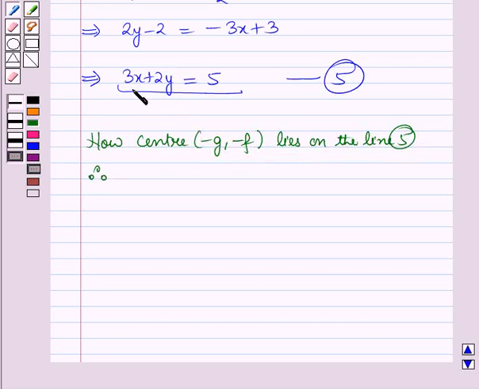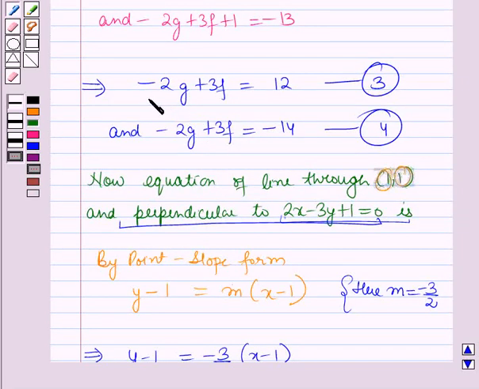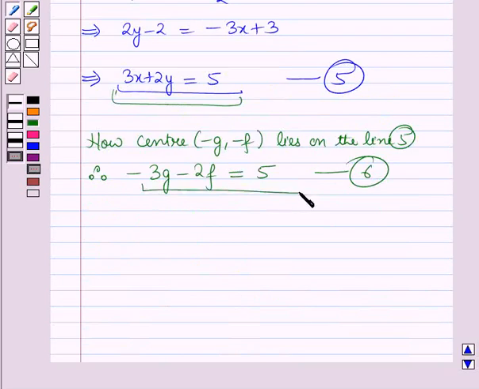Therefore substituting x equal to -g and y equal to -f here, we have -3g - 2f = 5. And let us name it as equation number 6. Now this is the equation number 3 and this is the equation number 6.